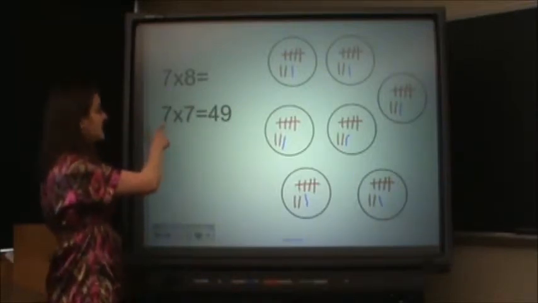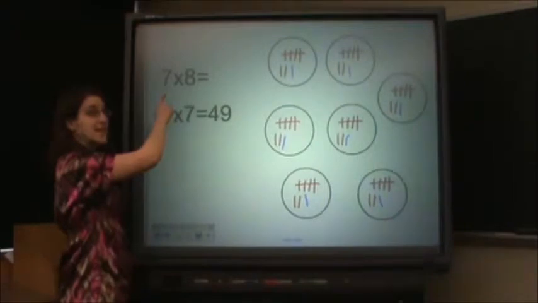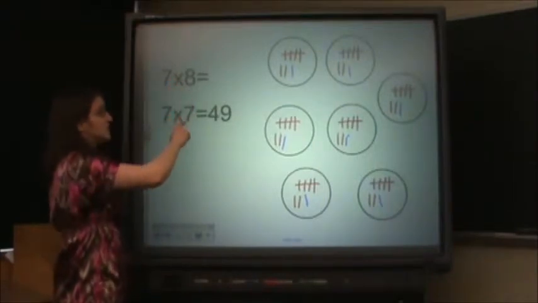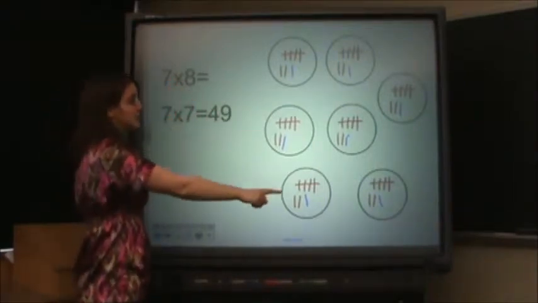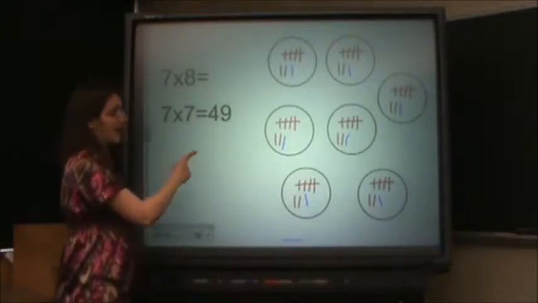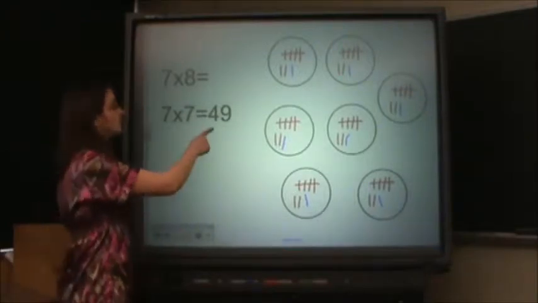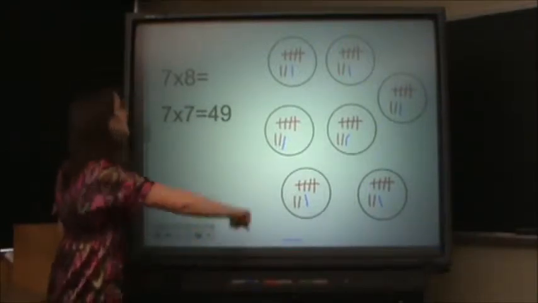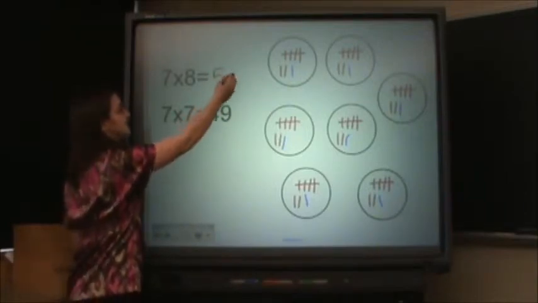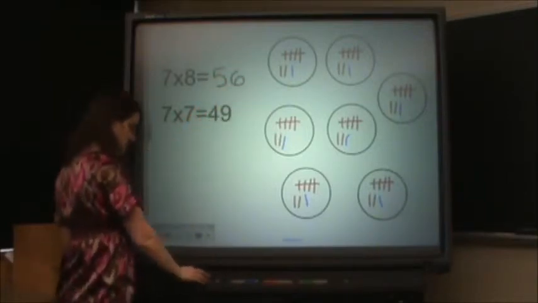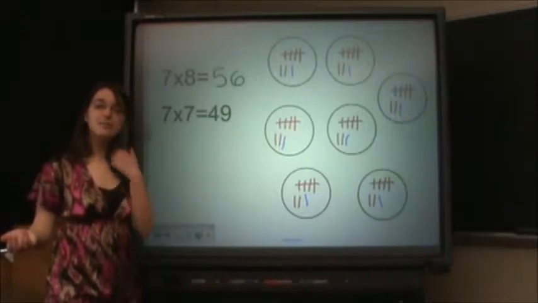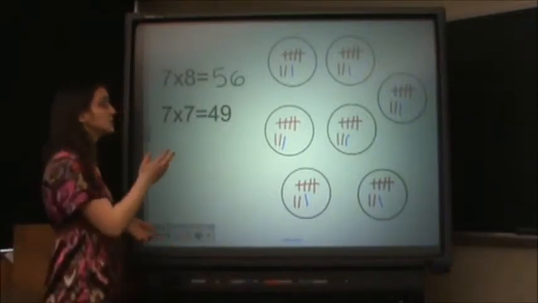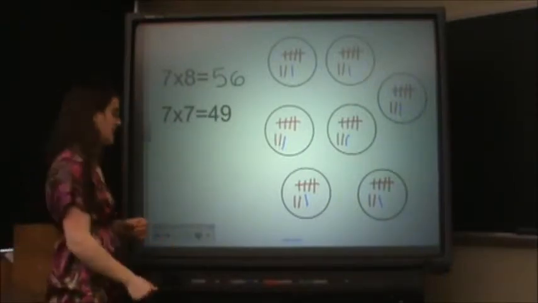I have 7 sets of 7. I need 7 sets of 8. So I'm going to add 1 to each set, which means I'm adding a total of 7. 49 plus 7 gets me to 56. You could have chosen other basic facts that you know. As long as you got to 56, that's fantastic.